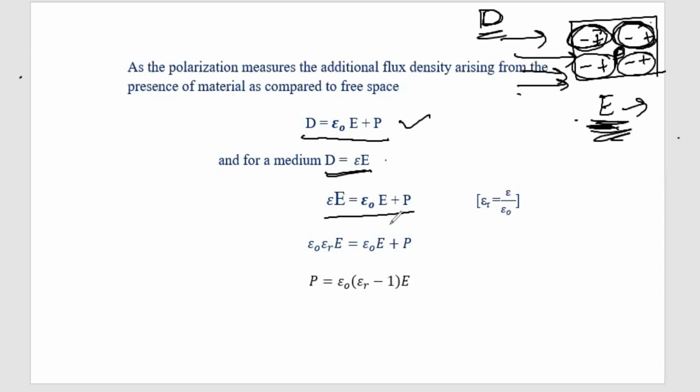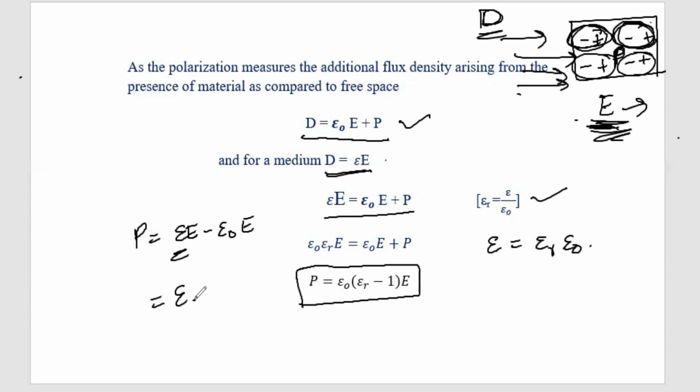From this, P is equal to epsilon E minus epsilon naught E. And we can write this epsilon, by using the relative permittivity definition, epsilon R is equal to epsilon by epsilon naught. Hence, epsilon is equal to epsilon R epsilon naught. Therefore, epsilon R epsilon naught E minus epsilon naught E, that is equal to, we can separate, epsilon naught (epsilon R minus 1) into E. So this gives the relation between polarization vector and the dielectric constant.